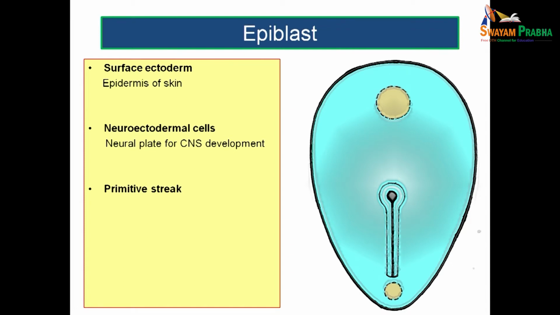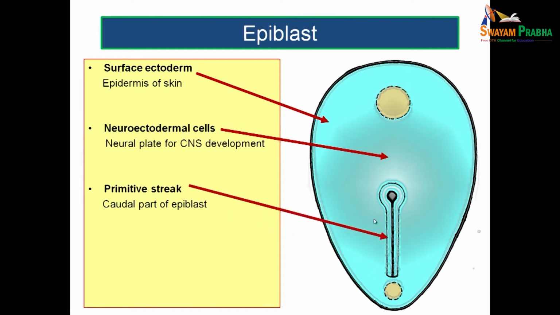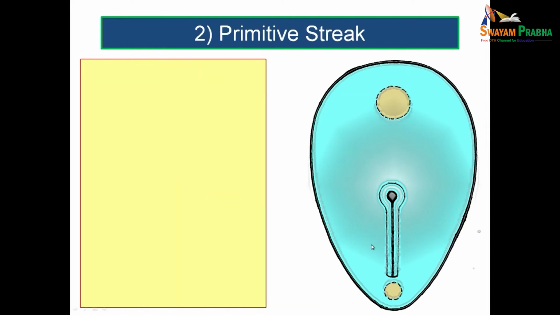And finally, towards the caudal end, you can see a primitive streak being formed. The primitive streak is seen at the caudal part of epiblast. So, this is the surface ectoderm, this is the neuroectoderm. Neuroectoderm is seen towards the midline, surface ectoderm is seen towards the periphery, and you have the primitive streak, which is the part of epiblast seen at the caudal part of the pear-shaped embryonic disc. Now, let us see how the primitive streak is formed and what is the fate of the primitive streak.